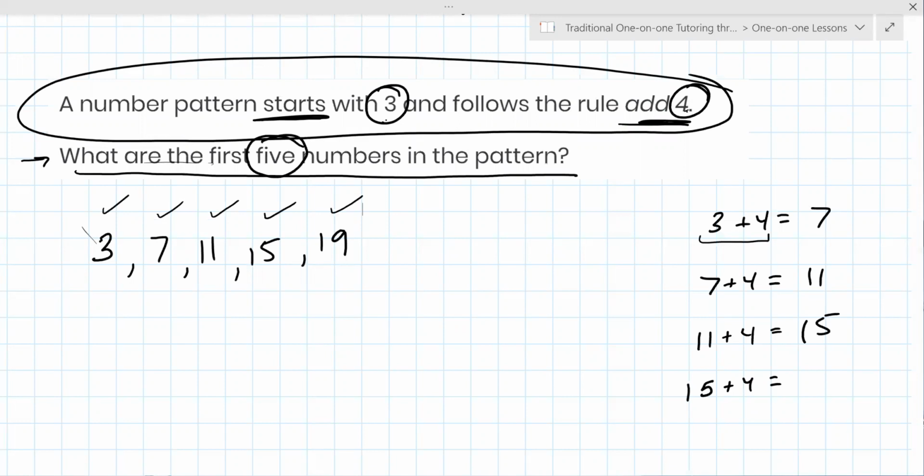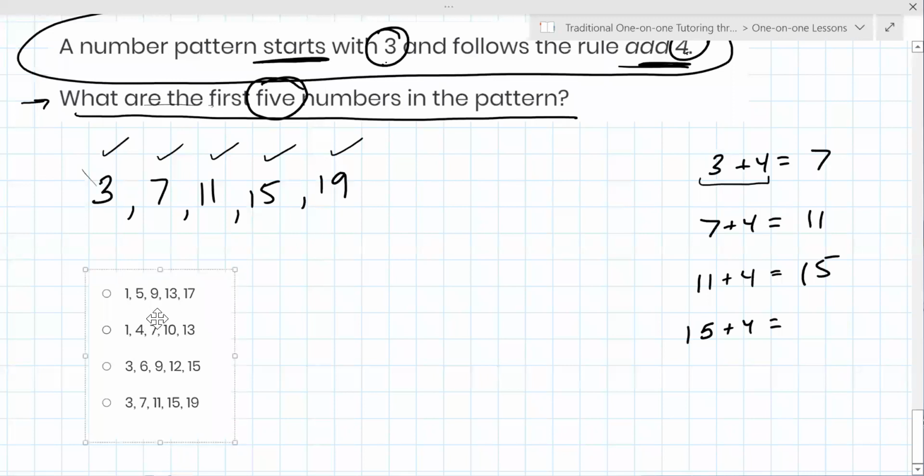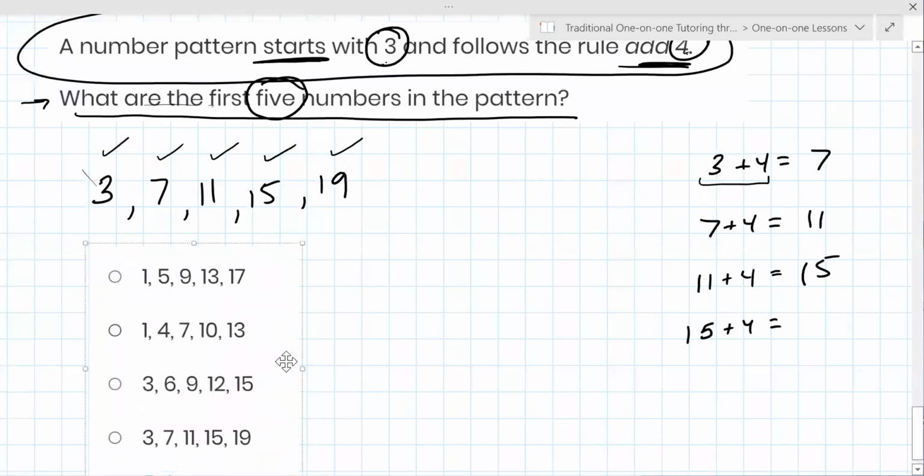Okay, now the next part of this, and this is the part that I think could be a little bit difficult, is if you see the answers first, which of these, and let's call them A, B, C, and D, which of A, B, C, and D match up with the pattern you just gave me? D. Very good. I agree.